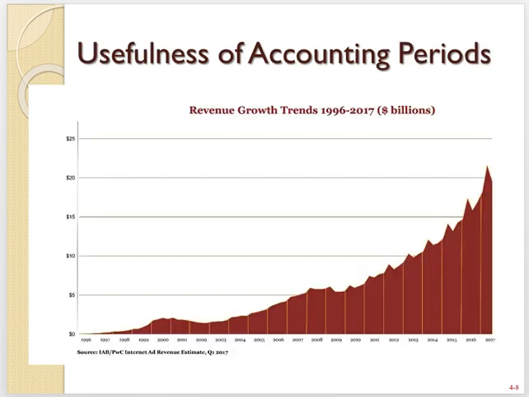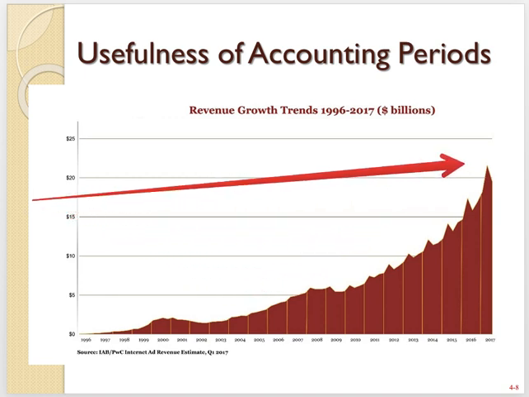So let me show you an example of the usefulness of accounting periods. Here you see a chart that says revenue growth trends from 1996 to 2017. So what you see here is that there's a separate column for each year. So you can see how 1 year was compared to the other. And this is very useful because we can see right here, we're improving, and then we got a little worse. Oh no, that's not good. But then we improved, and continued to improve for the most part through the rest of the years.